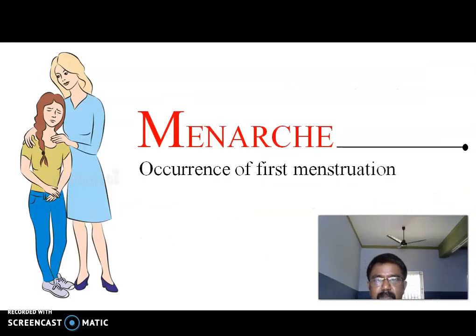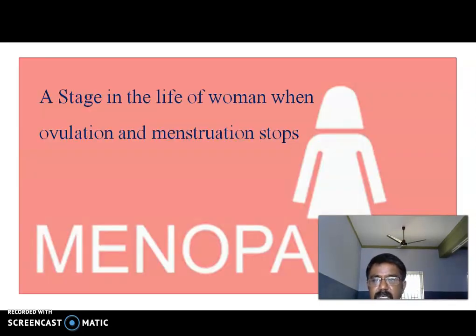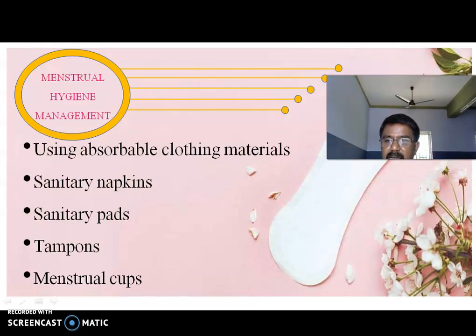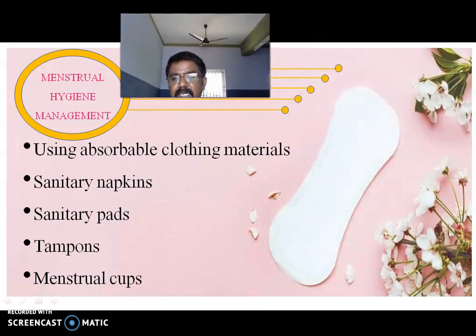Next, menarche is the occurrence of the first menstruation. The stage in the life of a woman when ovulation and menstruation stop is called menopause. Next, menstrual hygiene management: how to manage the menstrual period, right? Using absorbent clothing materials, sanitary napkins, tampons, menstrual cups.